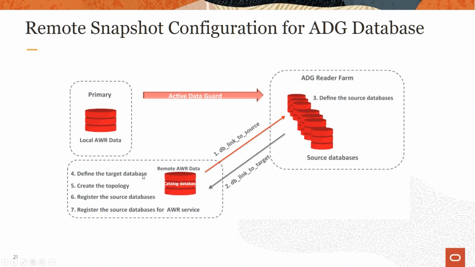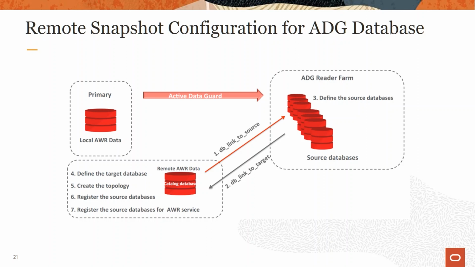So you define the target database. The target database is the database that holds the AWR catalog, and then we're going to create a topology. The topology is a logical group of databases that can share the AWR catalog database. And then we're going to register the source database from the AWR data perspective. So the primary is a source database, and the standby is a source database. And also your primary is the database that keeps the AWR catalog as well in our practice environment. So we can set up this way.